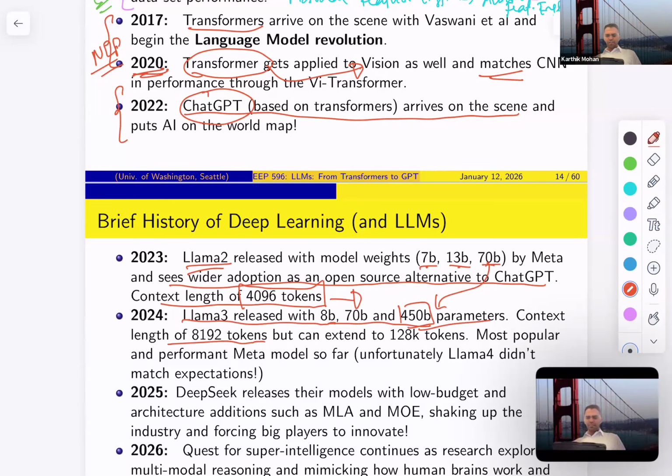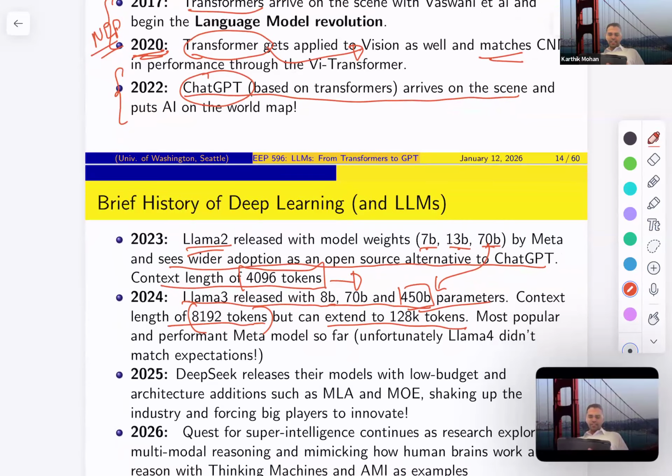Llama 3, and I think other models also said that, well, we support 8192 tokens, but we can extend it to 128K tokens. So what that means is you can feed in 128K tokens if you want, but don't expect the performance of 8192 tokens. It's possible, it's feasible, but you may not want to rely on it or bank on it. It's just an option, it's there. We try to extend the limit. Llama 3 is one of the most popular and performant Meta models and also an open model so far. Unfortunately, the successor didn't do as well.